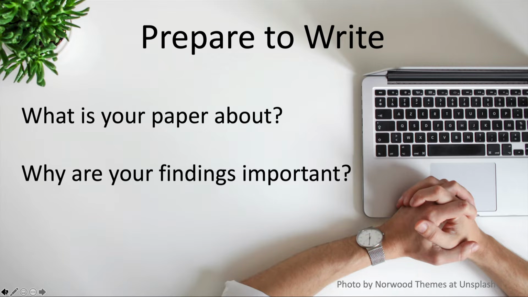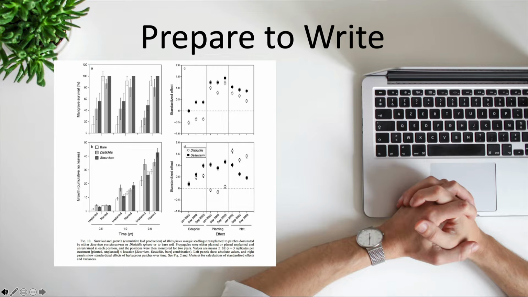Before you begin writing, you must have a clear idea about what your paper is about and why your findings are important. This takes familiarity with your results and your field of study. You will conduct statistics on your data and then organize your results into tables and figures. Examine your data from every angle so that you have a clear picture in your mind of what your findings show. Then you must figure out how your work fits into the existing literature.